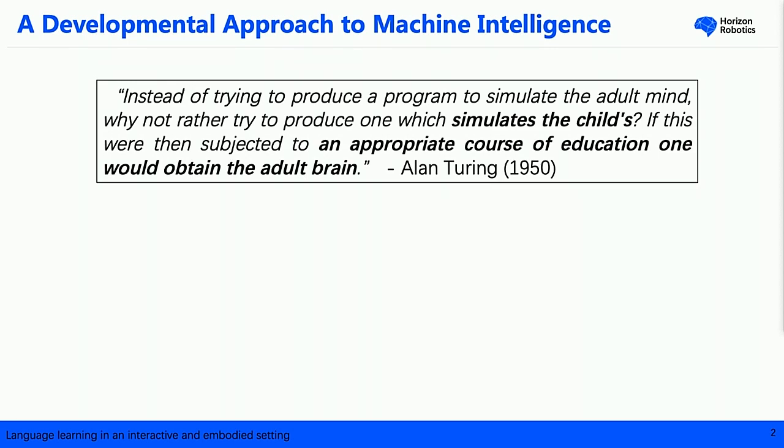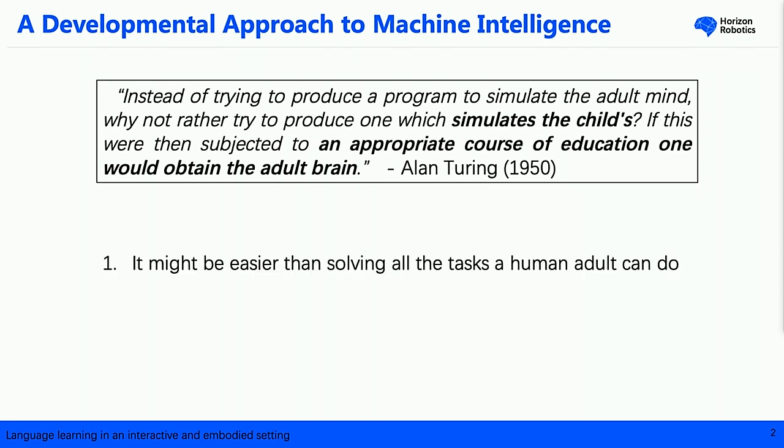Instead of trying to produce a program to simulate the adult mind, why not rather try to produce one which simulates the child's? If this were then subject to an appropriate education course, then one would obtain the adult brain. There are several merits for this approach. First, adult humans can do a lot of different things. It would be very, very expensive and difficult to individually solve each one of them.